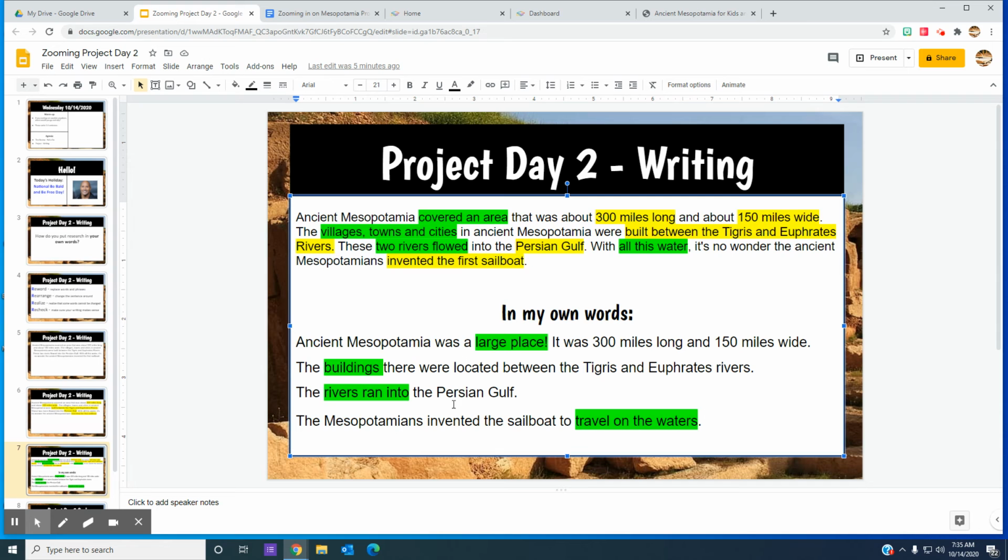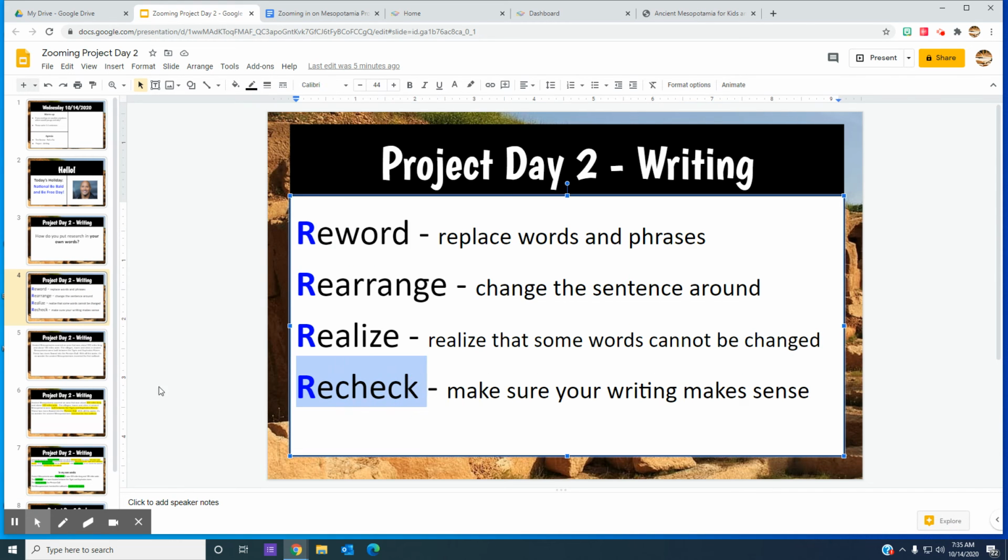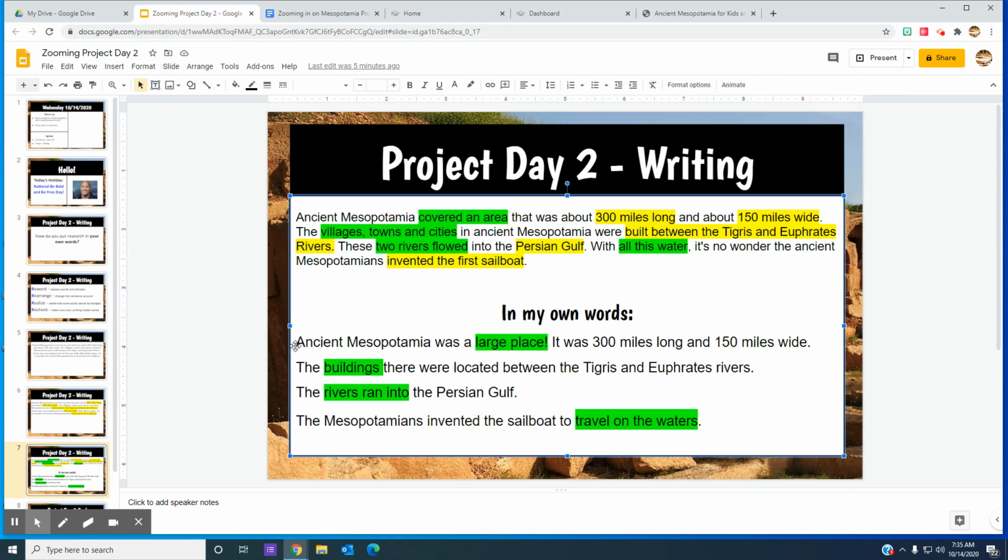Now I already have 4 sentences and I only need 5 to 8 for my paragraph, and I already have 4, so I'm almost done. I would just need to find a little bit more research. And if you read my paragraph together, I'm going to make sure that I recheck it to make sure my paragraph makes sense. It sounds pretty good. It says ancient Mesopotamia was a large place. It was 300 miles long and 150 miles wide. The buildings there were located between the Tigris and Euphrates rivers. The rivers ran into the Persian Gulf. The Mesopotamians invented the sailboat to travel on the waters.